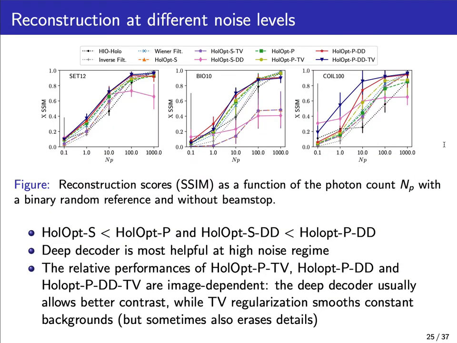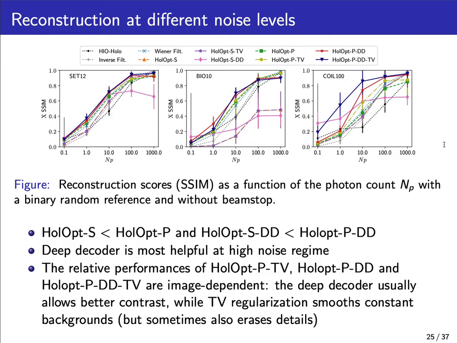Of course, we can quantify all of this with the reconstruction scores, the SSIM as well. Broadly speaking, what we see is that the Poisson loss is strictly better than the squared loss. The deep decoder is the most helpful as a prior in a high noise regime. And the relative performance between using the deep decoder and having total variation regularization is somewhat image dependent.